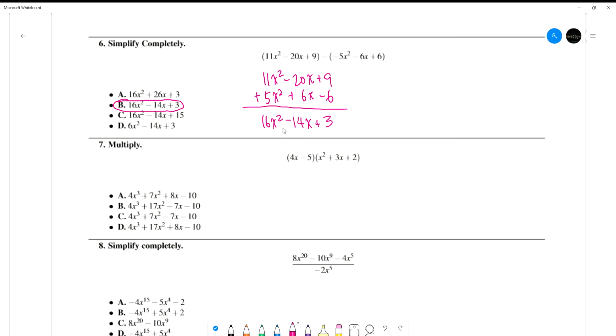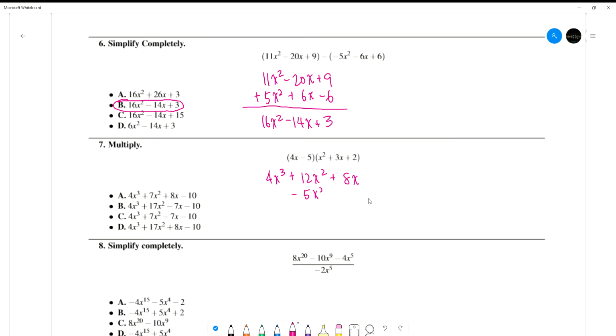Number 7 is distributive property, right? So we have to distribute every term here. We got 4x times x squared is 4x cubed. 4x times 3x is positive 12x squared. Then we have 4x times 2 is plus 8x. Then we move on to the negative 5. Negative 5 times x squared is negative 5x squared.